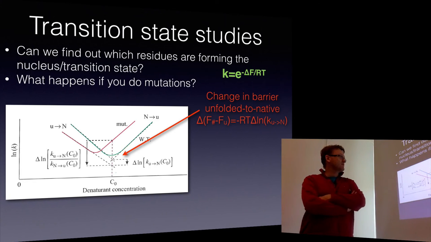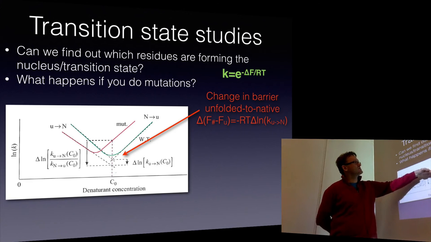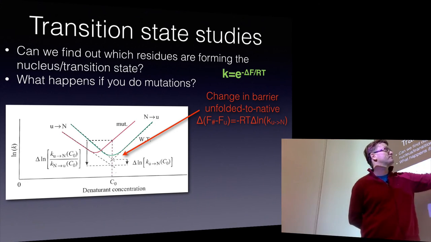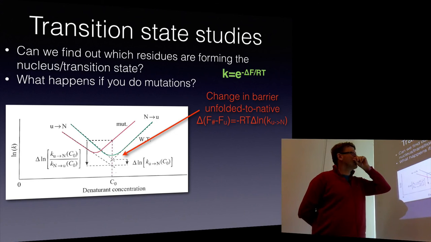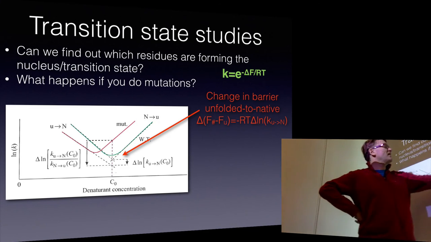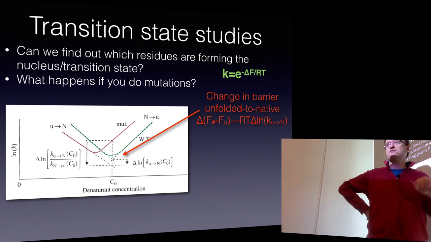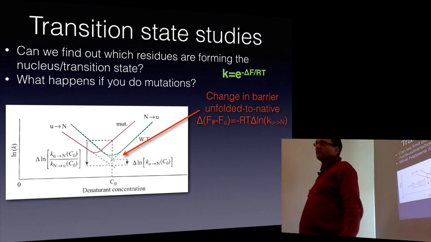So if I mutate my leucine to an alanine, directly from this plot I can say how much that reduces the barrier. But the only problem here is that I've reduced this barrier, and there's one of two things that can have happened. Either I dropped the energy in the transition state or I increased the free energy in the unfolded state. Which is it?